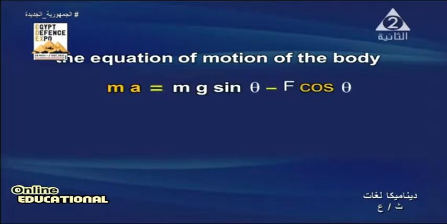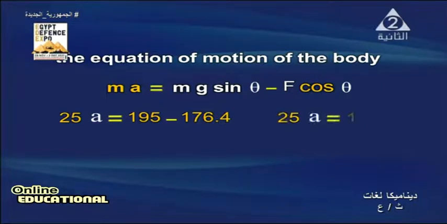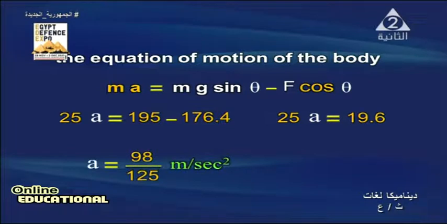m a equals mg sine theta minus F cosine theta. What is the magnitude of the mass? 25 times the acceleration a equals 196 minus 176.4. Then 25a equals 19.6, and the acceleration equals 98/125 meters per second squared.